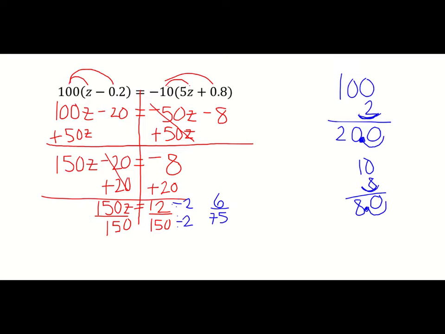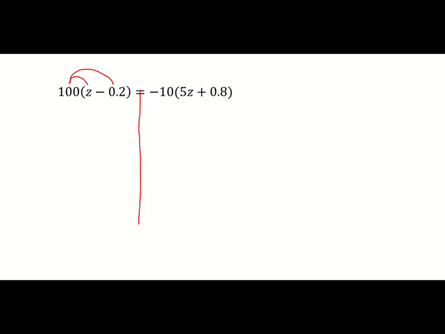And then I always want to ask myself, can I still simplify? Well, nothing can go into 6 outside of 2, 3, and itself. So 2 will not go into 75. 3 will go into 75 though. So I'm going to simplify this one more time by dividing by 3. 6 divided by 3 is 2. And 75 divided by 3 is 25. So my answer to this equation would be z equals 2 over 25.